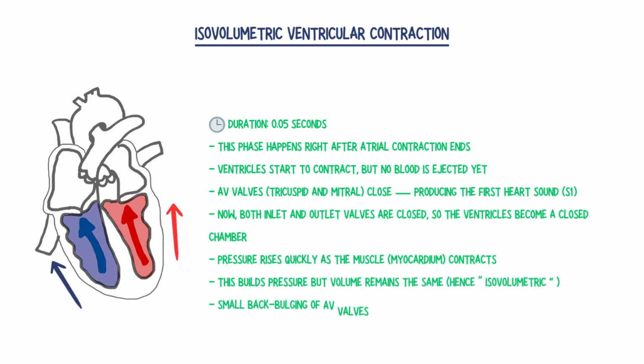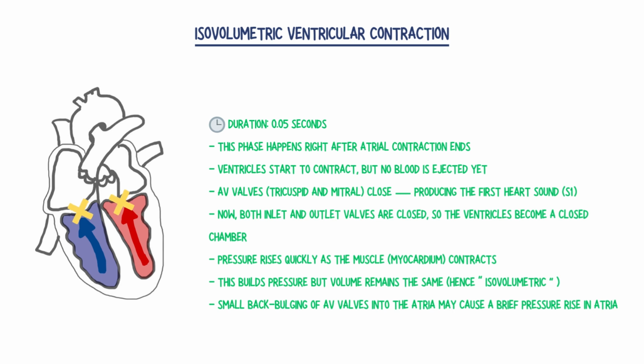As the ventricular pressure goes above atrial pressure, the AV valves, that's the mitral and tricuspid valves, close. This closure produces the first heart sound, also known as S1. At this point, all 4 valves are closed, so the ventricles become a completely closed chamber. Even though the muscle is contracting, no blood is leaving yet, which is why we call this the isovolumetric phase. The volume stays the same.